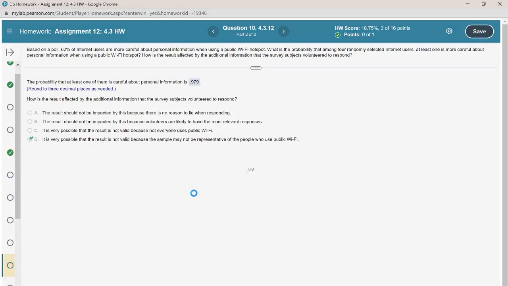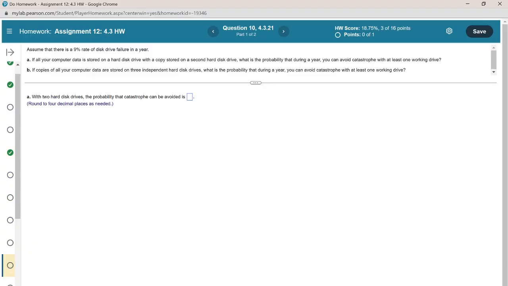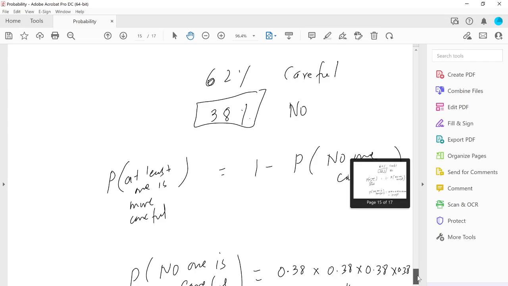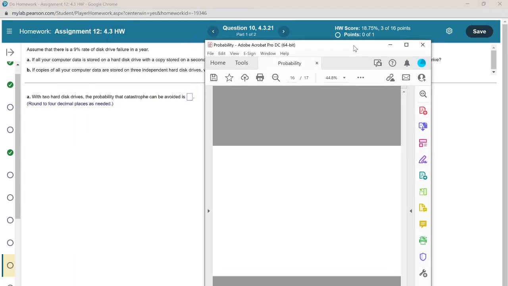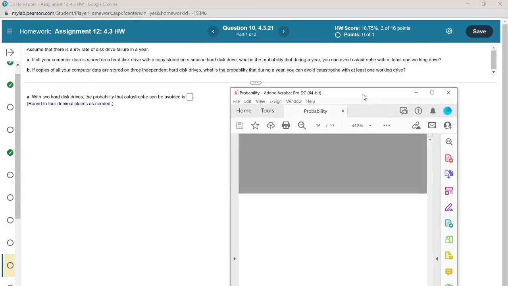Let's see the next problem here. Assume that there is a 9% rate of disk drive failure in a year. If all your computer data is stored on a hard disk drive with a copy stored on a second hard disk drive, what is the probability that during a year you can avoid catastrophe with at least one working drive? So in this case, we are going to use the same idea. What is the probability that at least one hard disk is working?